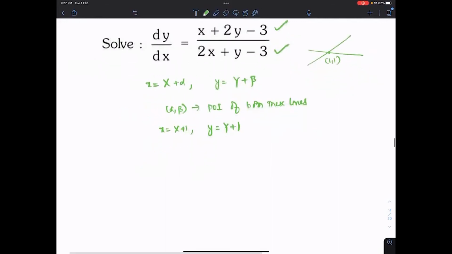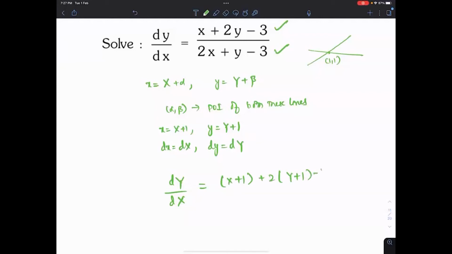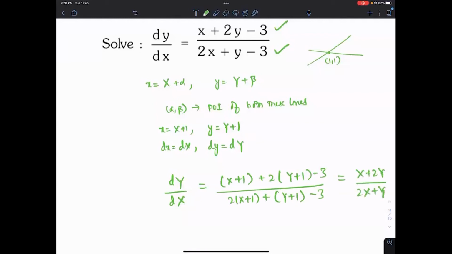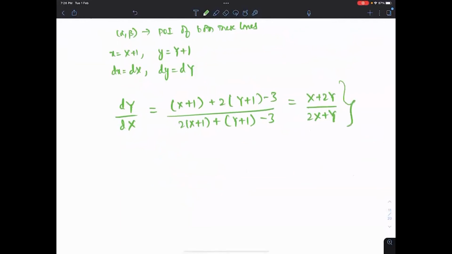If I do that, your d small x will be d capital X only. D small y is d capital Y only. Substitute: d capital Y by d capital X will be equal to, small x is what here? Capital X plus 1 plus 2 times small y, which is nothing but capital Y plus 1 minus 3. Same way, denominator also 2 times capital X plus 1 plus capital Y plus 1 minus 3. So if I simplify, it is capital X plus 2 times capital Y by 2 times capital X plus capital Y. Now this we call as homogeneous form, which we will see later on.